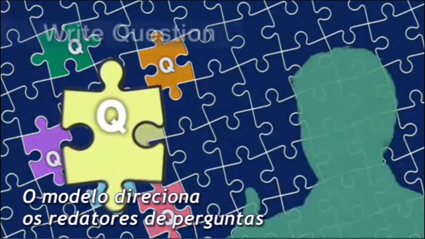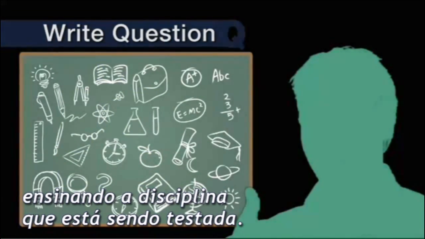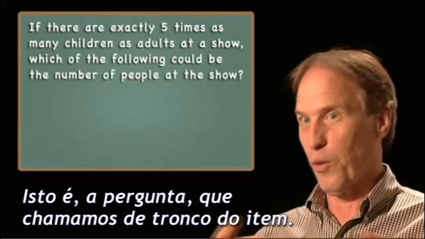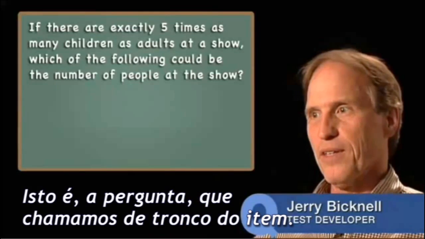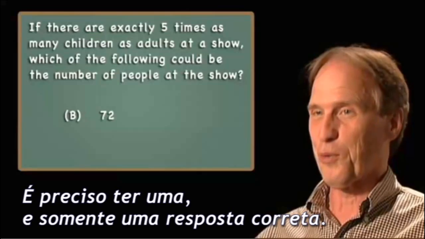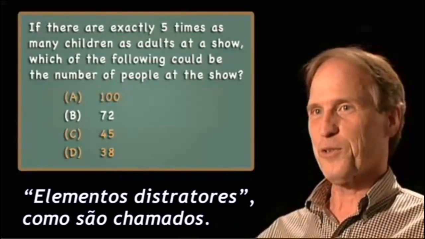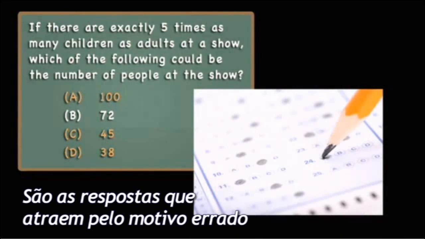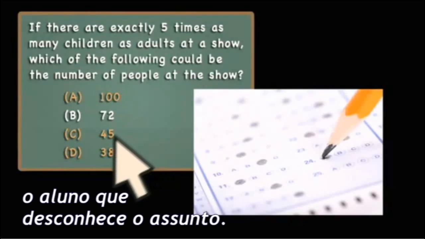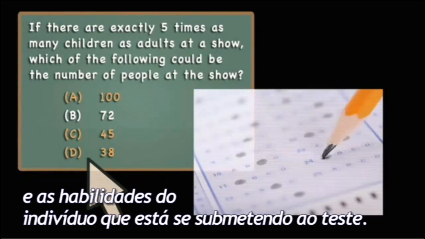The blueprint guides the question writers, most of whom have years of experience teaching the subject being tested. Typically, I'll come up with a basic idea of what I want to ask, so the question, we call it the stem part of the item, and then the correct answer, of course. You have to have one correct answer and only one correct answer. Then the harder part is coming up with distractors, we call them. Answers that the student who doesn't know the material finds attractive for the wrong reason. The goal is to get accurate information about the test taker's knowledge and skills.